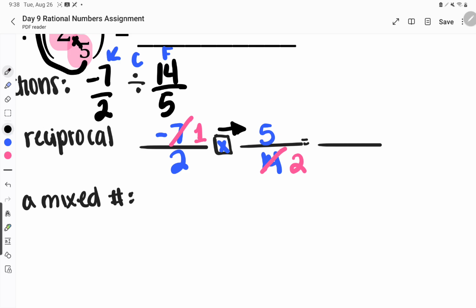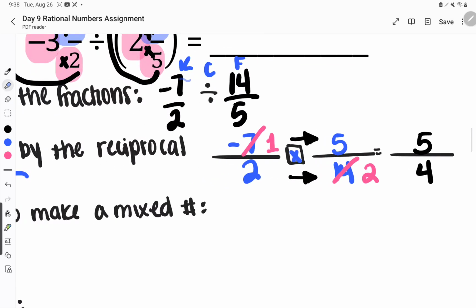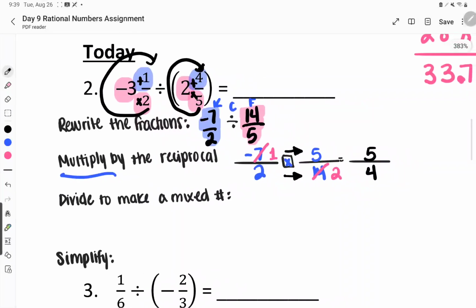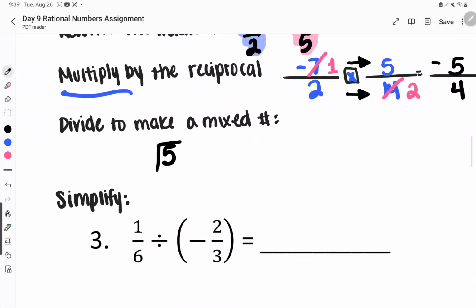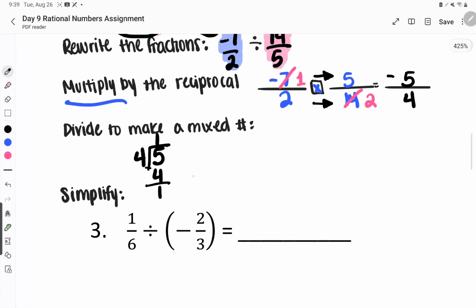So we do 1 times 5. 1 times 5 gives me 5, and then we do 2 times 2. 2 times 2 gives me 4. Then don't forget we have a negative times a positive, and a negative times a positive is a negative. Now, after we do that, we're going to divide to make it into a mixed number. So we do 5 divided by 4. 4 goes into 5 one time. 1 times 4 is 4. Subtracting that gives me 1. So our whole number is the one that's up here at the top. Then I have my numerator of 1 and my denominator of 4. This right here was negative, so we're going to make sure that we keep this negative.